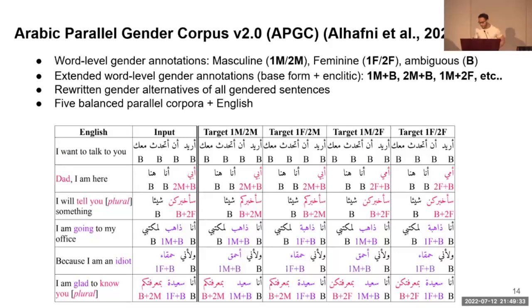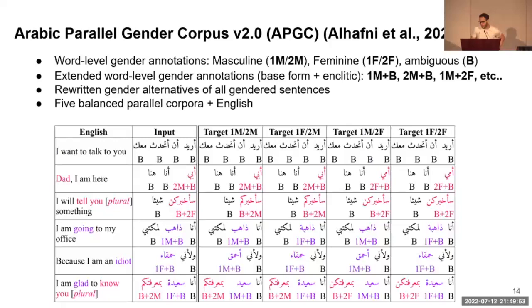In this work, we extend the word level gender annotations to mark both the base form of the word and the pronominal enclitics. So every word will basically get one label from 25 labels, such as 1m plus b, 2m plus b, and so on.